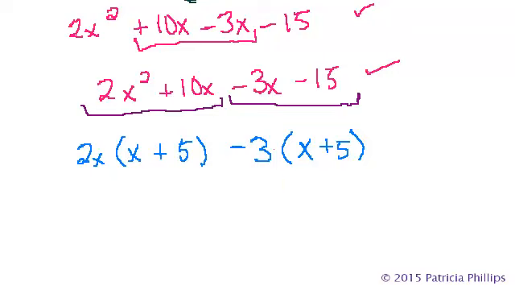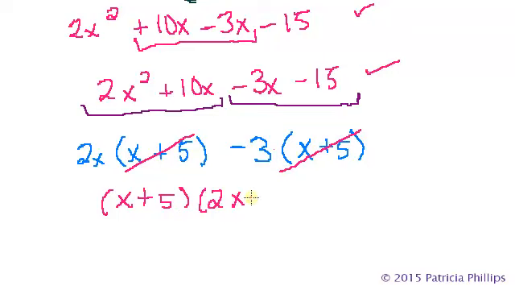Yes, I noticed that they both have an x plus 5 in common. So that's what we're going to do. We're going to take out the x plus 5 as a common factor and just get rid of it right here and multiply x plus 5 times 2x minus 3 and we're done.